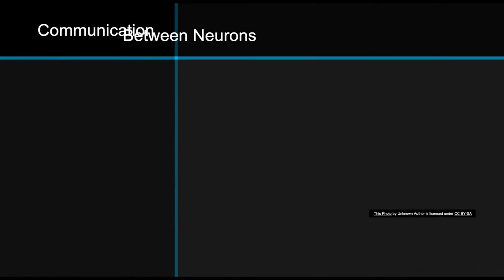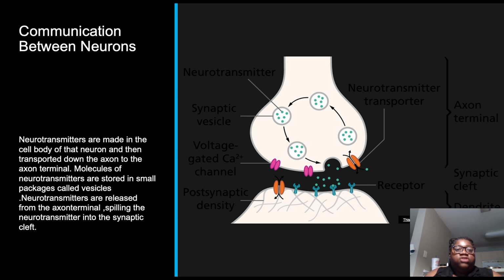So the communication between our neurons. So there's an example of our neurotransmitter. The neurotransmitters are made in the cell body of that neuron and then transported down to the axon terminal. The neurons communicate using both electrical and chemical signals. Sensory stimuli are converted to electrical signals.